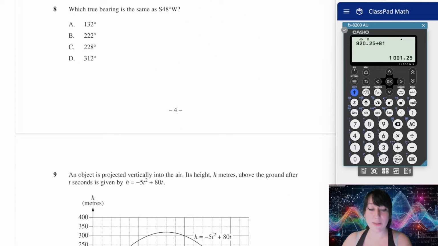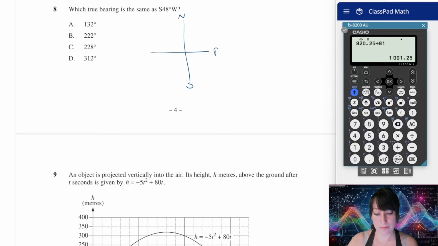Question 8 says, which true bearing is the same as south 48 degrees west? So this is a question about bearings. First, let's draw a diagram. South 48 degrees west means start in the south direction and turn 48 degrees in the west direction. So that would be about here.